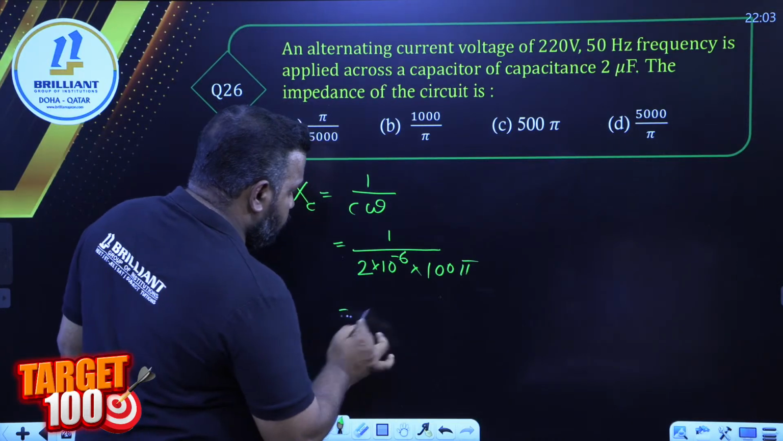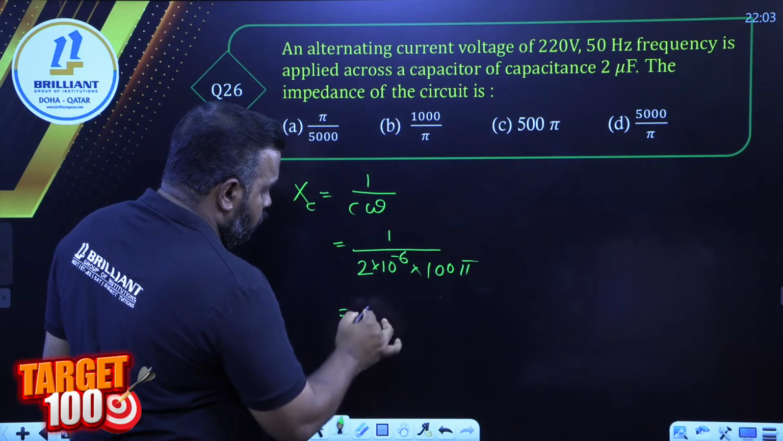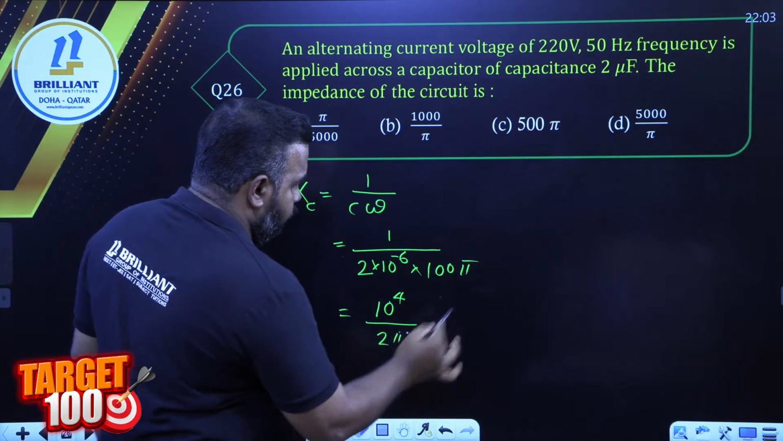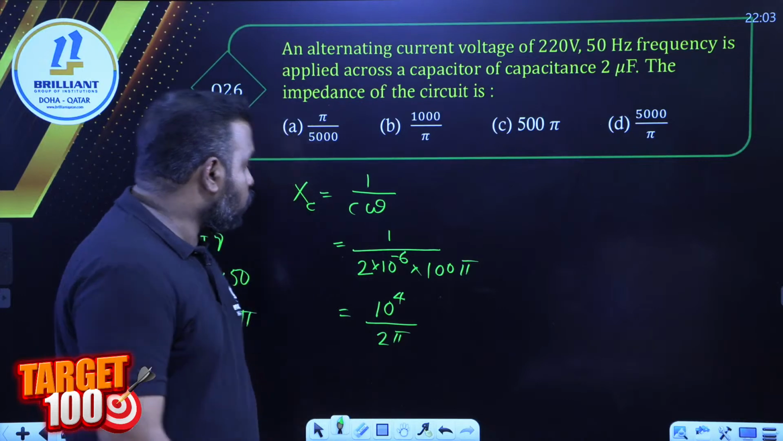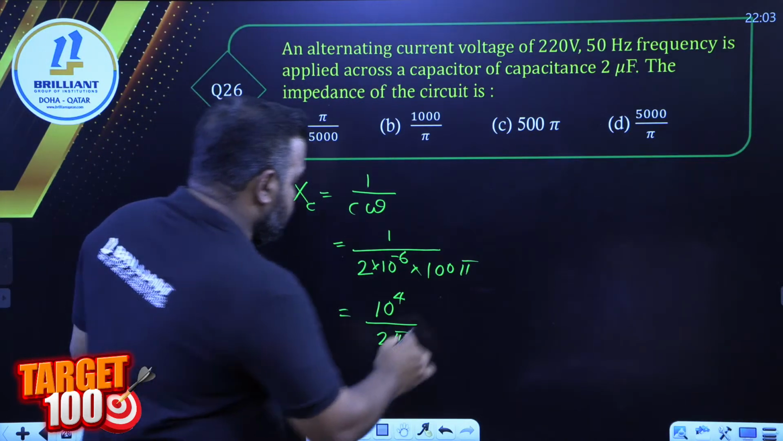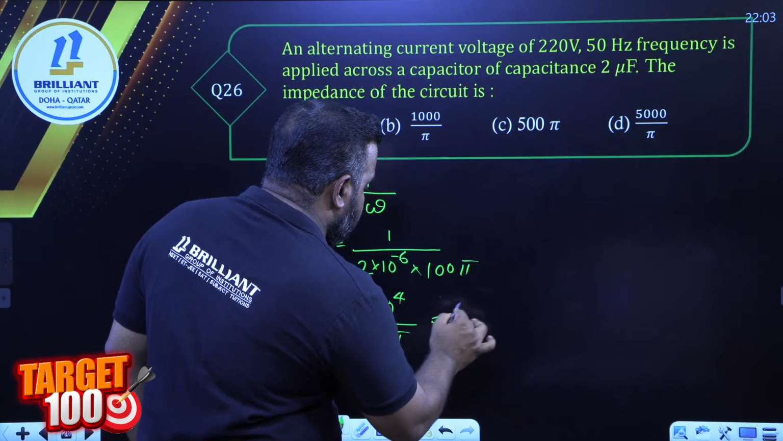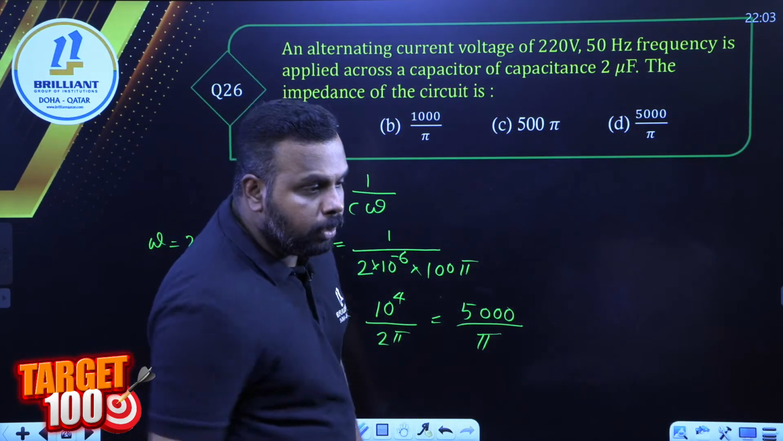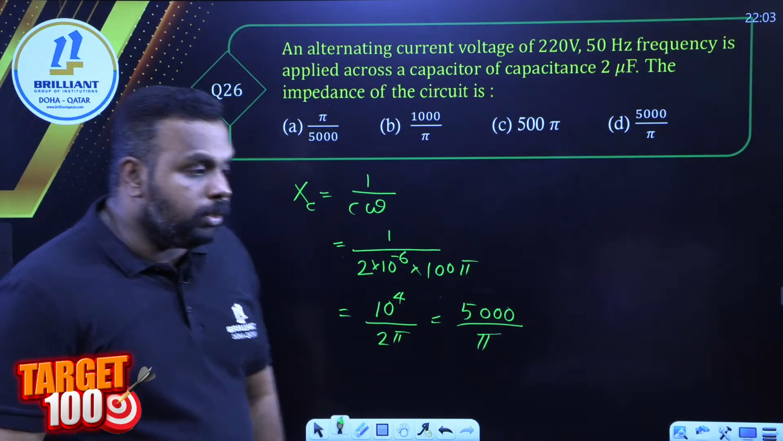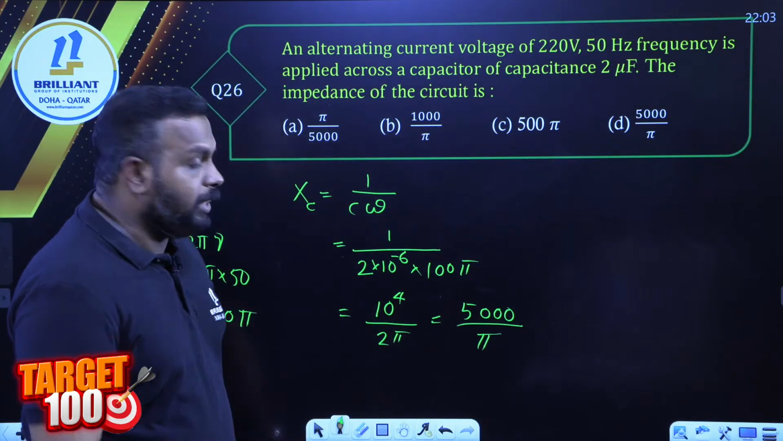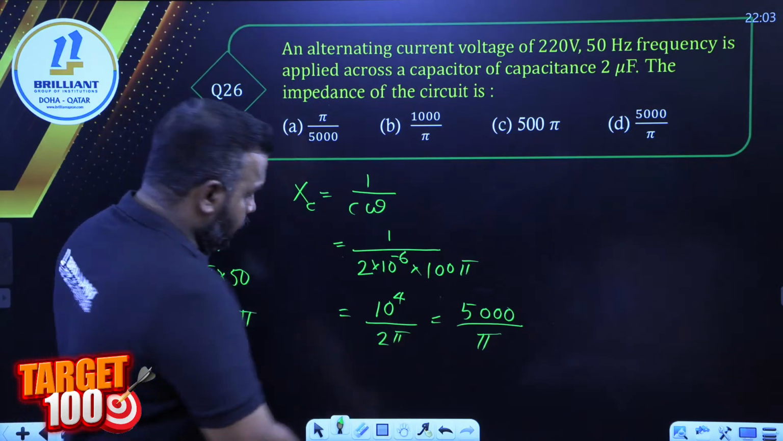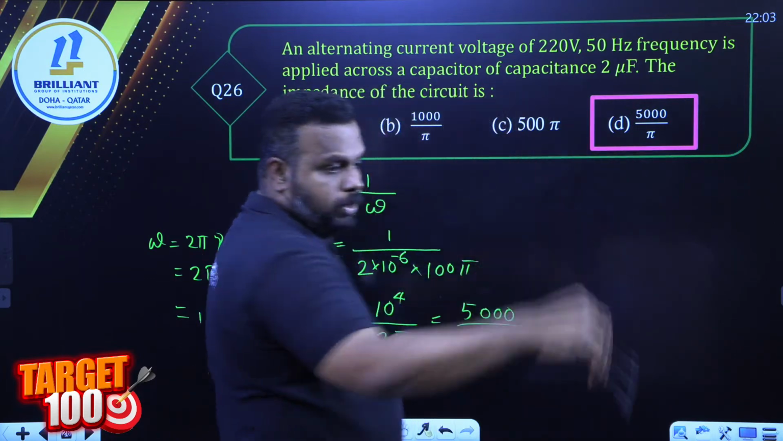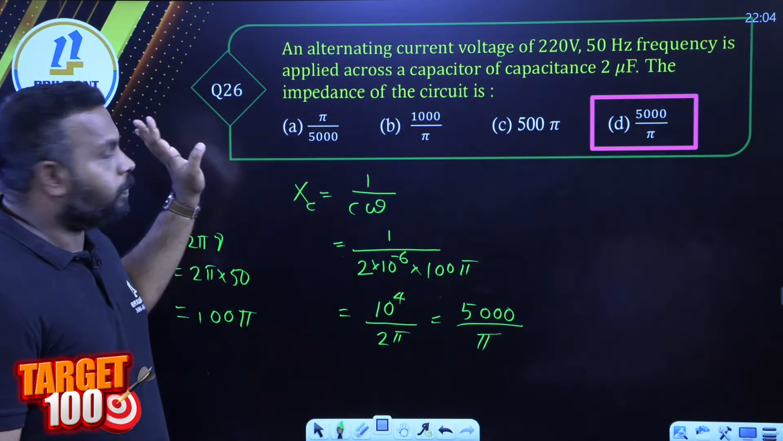So what will happen? 10 raised to minus 6 into 100 will be minus 4. It will go up. It will become 10 raised to 4 by 2 pi. So 10 raised to 4 is 10,000 by 2 is 5,000. Divide by pi. What is the answer? It is option D, 5,000 by pi. Yes, D is the right answer.